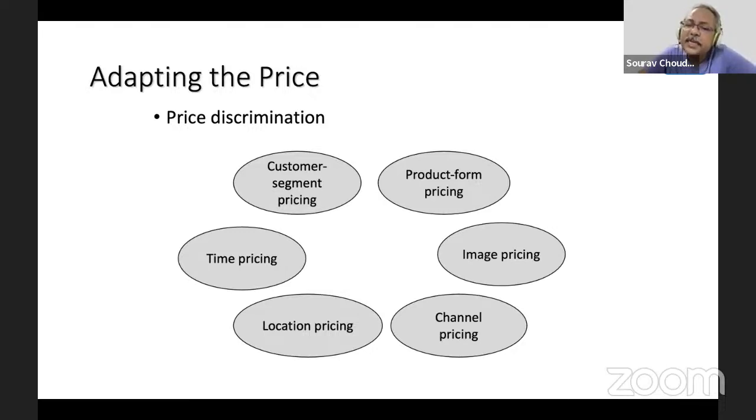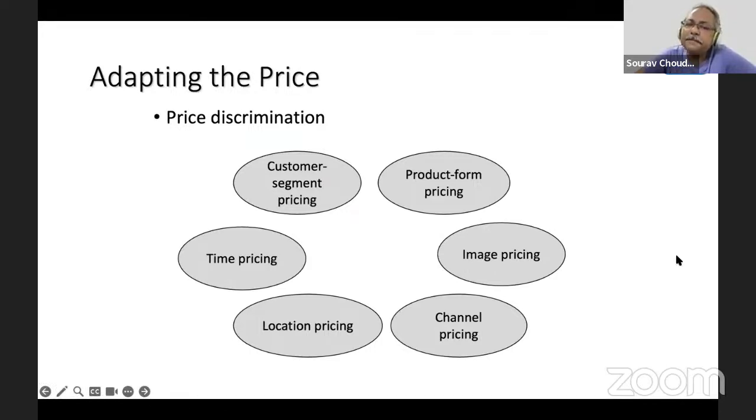Then channel pricing. You sell the same Coca-Cola in a shop at 20 rupees, in a restaurant at 50 rupees, in a fast food center at 100 rupees, and in a mall possibly at 200 rupees. In PVR, it costs 250 rupees. Yes, that's what I'm saying, different channels have different pricing of the same product. Location pricing: go to a movie hall, the front seats are at a lesser price, the middle seats are a little higher, and the back seats are premium. That is location pricing.